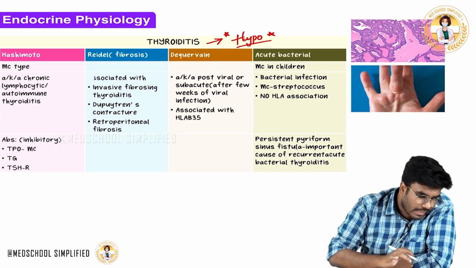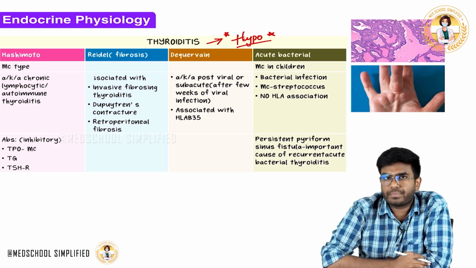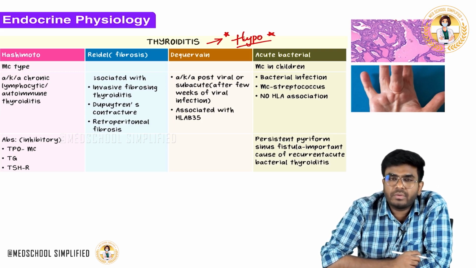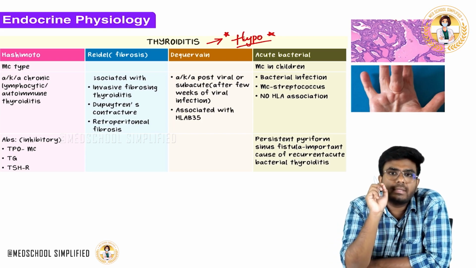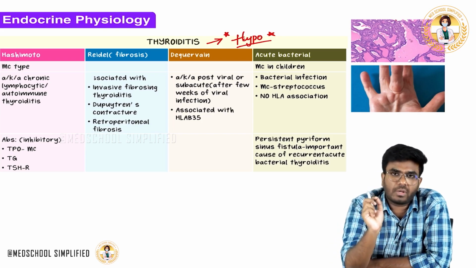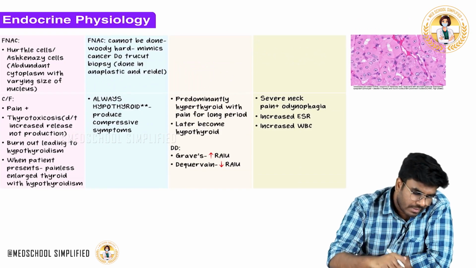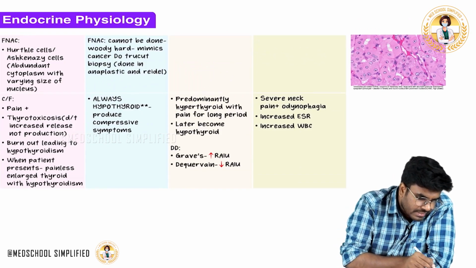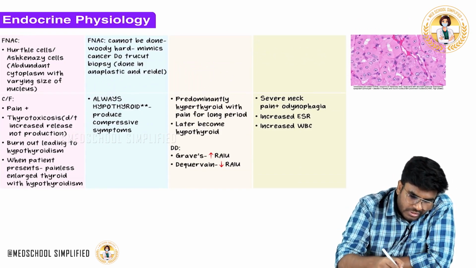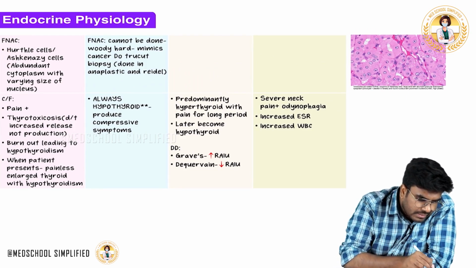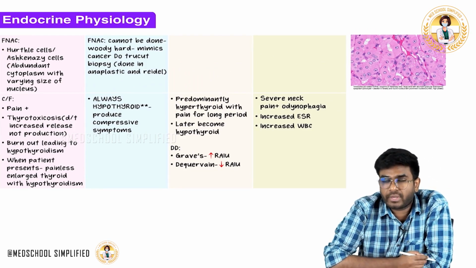Now, this Hashimoto's thyroiditis, how to identify it, sir? See, in Hashimoto's thyroiditis, if you look at the biopsy report or fine needle aspiration cytology, this is the exact histological view. You will see the Hürthle cells or Ashkenazi cells or oncocytes. They are all one and the same.